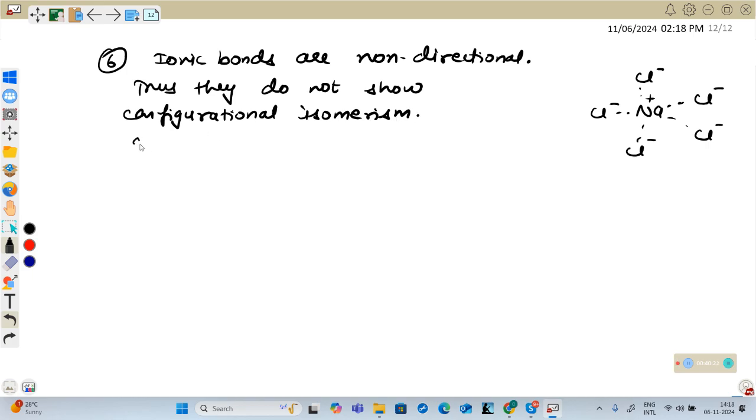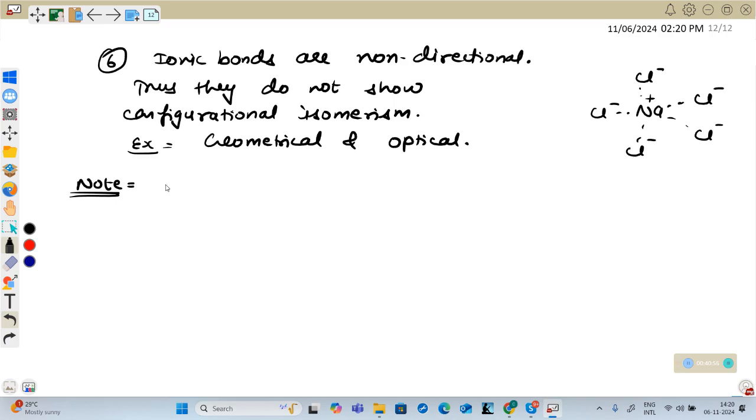You might have heard examples, geometrical and optical isomerism. That is shown by covalent compounds. Greater the charge, greater is the force of attraction between positive and negative ions, and thus lesser is the tendency to get into the solution. So you can write a note.